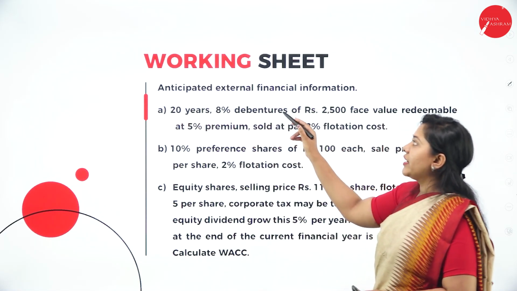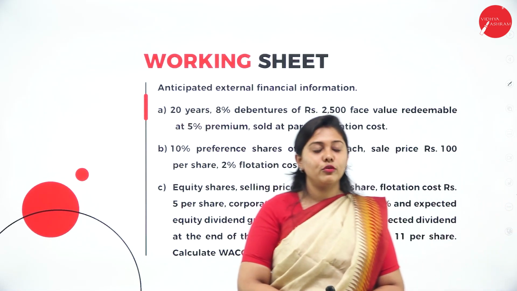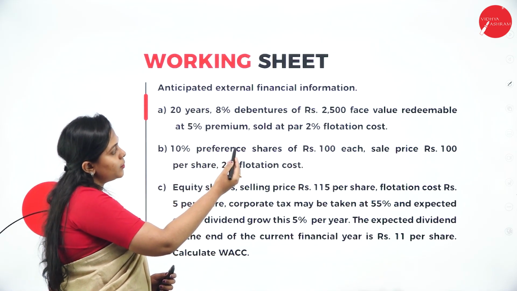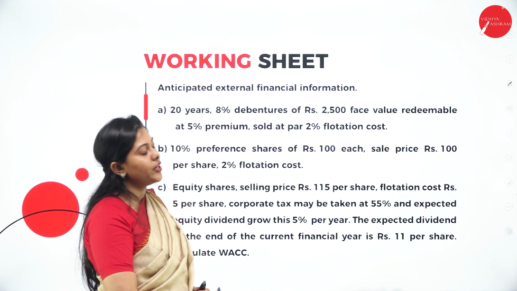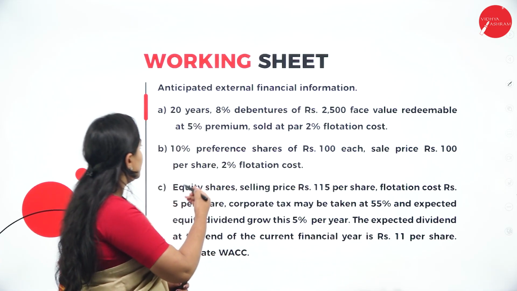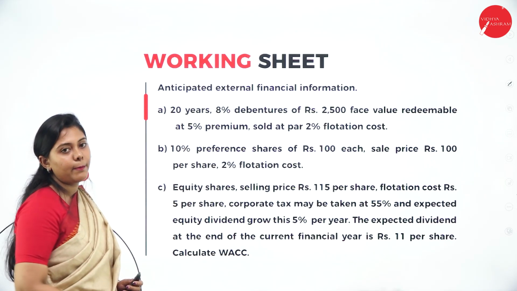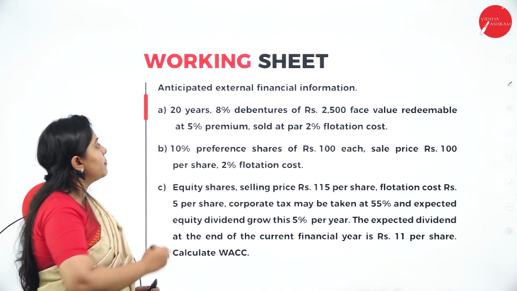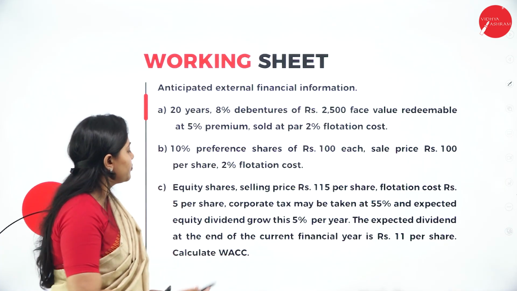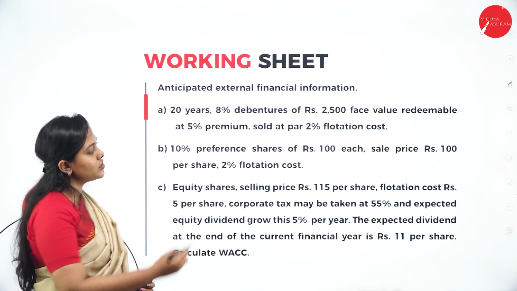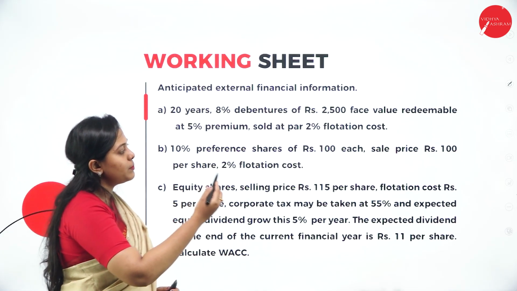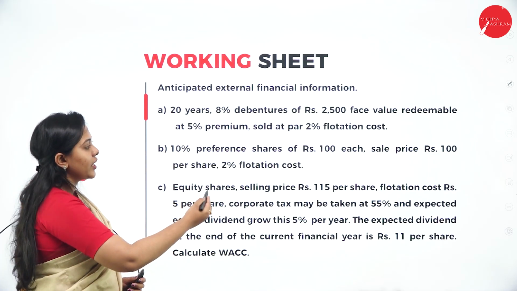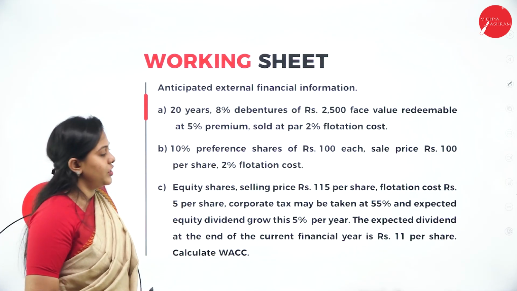Next, the anticipated external financing information. What is the information? 20 years, 8% debenture of rupees 2,500 face value, redeemable at 5% premium, sold at par, 2% flotation cost. It is your redeemable debenture problem. Next, 10% preference shares of rupees 100 each. Sale price is 100 per share, 2% flotation cost. Again, it is your redeemable preference shares.